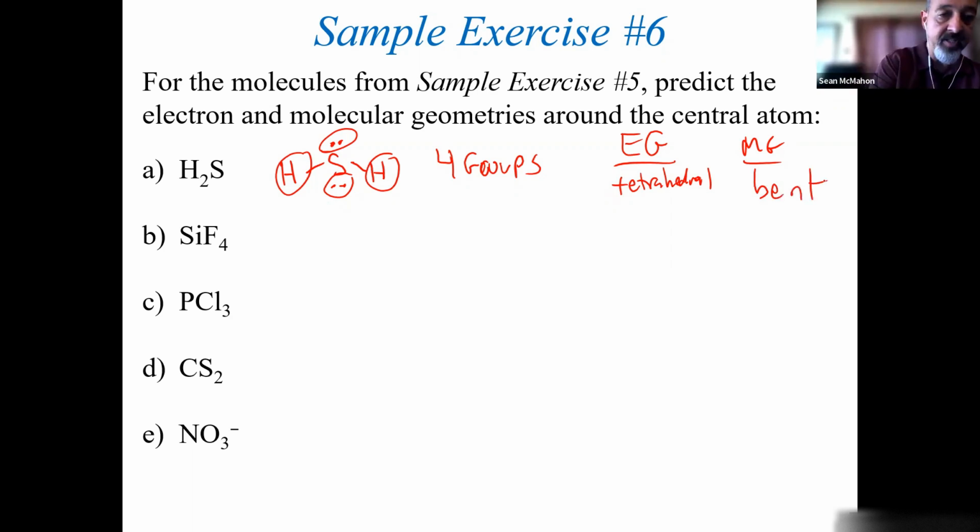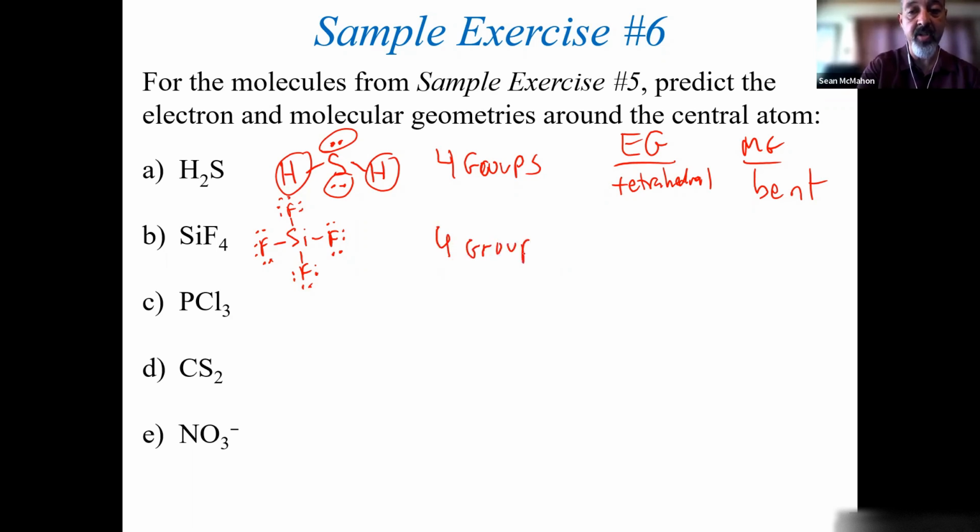Now we go to silicon tetrafluoride. With silicon tetrafluoride, I'm going to omit the lone pairs. So here's silicon tetrafluoride. How many groups? 4 groups. So the electron geometry is tetrahedral. They are all atoms, no lone pairs, so the molecular geometry is also tetrahedral. Okay?